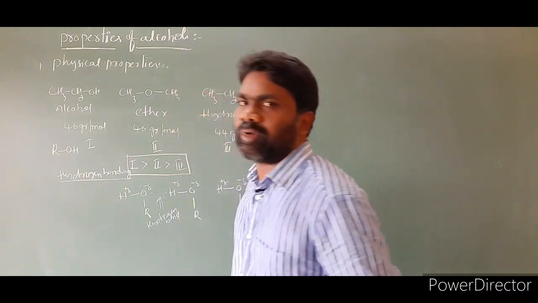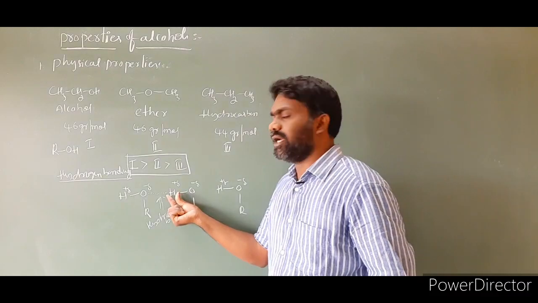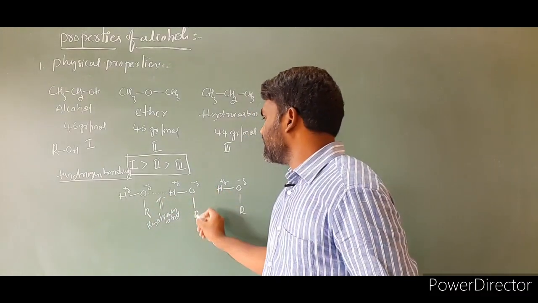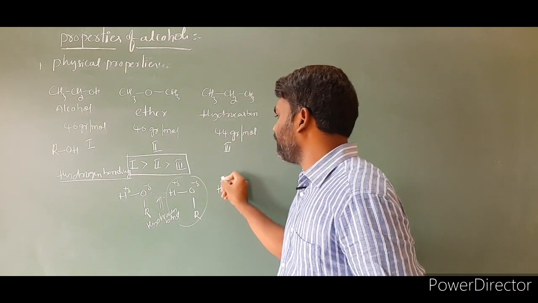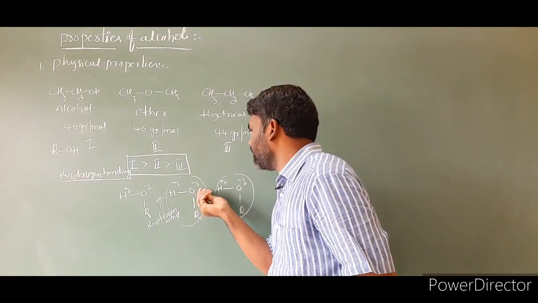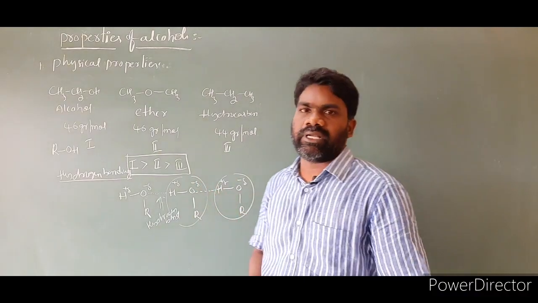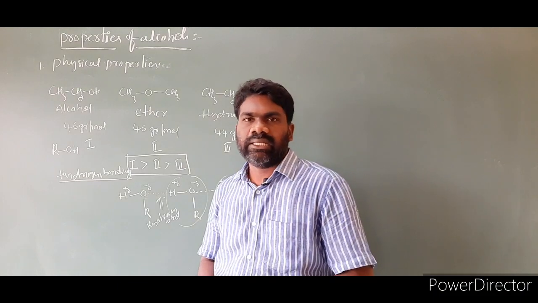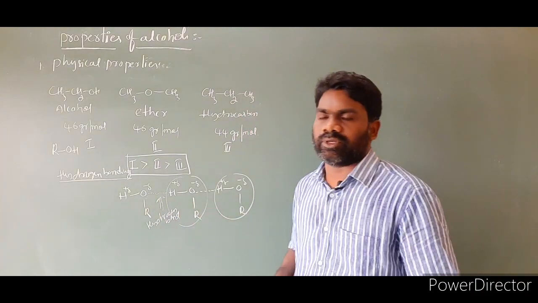Hydrogen bonding. A hydrogen bond is formed between the more electronegative element of one molecule and the hydrogen of another molecule. This is a hydrogen bond. For this case, this is the more electronegative element of this molecule and this is the hydrogen of the other molecule. It is between the molecules, not within the molecule. This hydrogen bond is between the molecules, so it is called intermolecular hydrogen bonding, because between the two molecules there is a hydrogen bond.